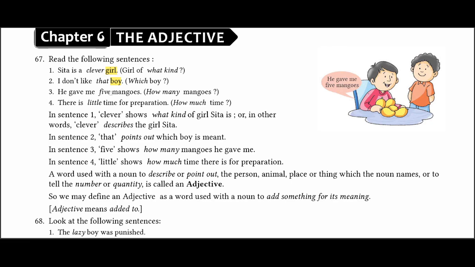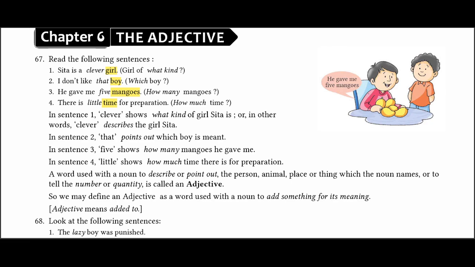He gave me 5 mangoes. Mangoes denotes things, so it is a noun. There is little time for preparation. Time denotes an abstract entity, a thing, so it is a noun. So all these words, girl, boy, mangoes, time, these are nouns. They are performing the function of a noun in the sentence.